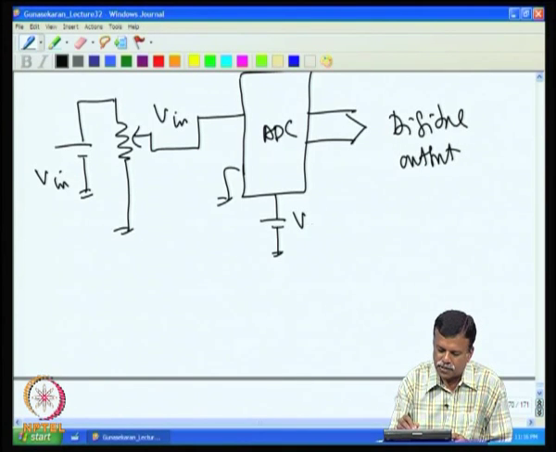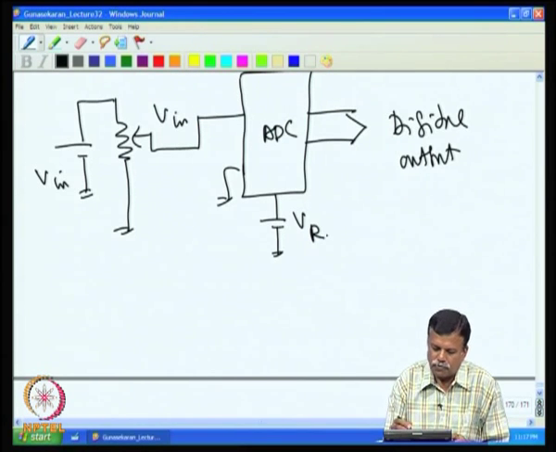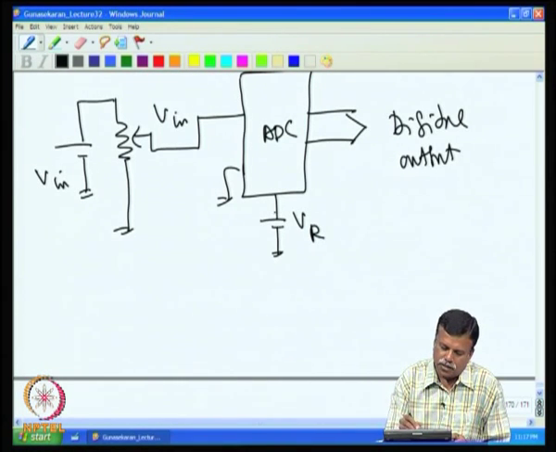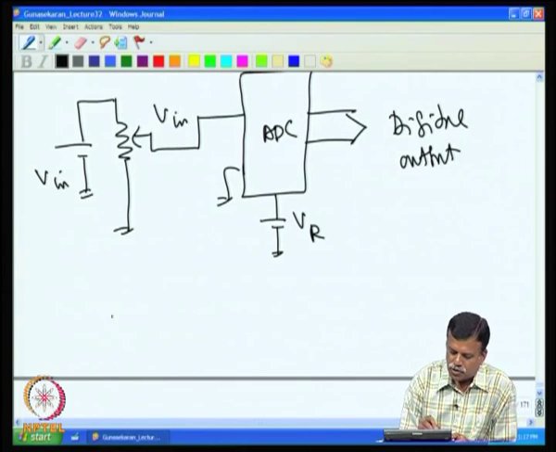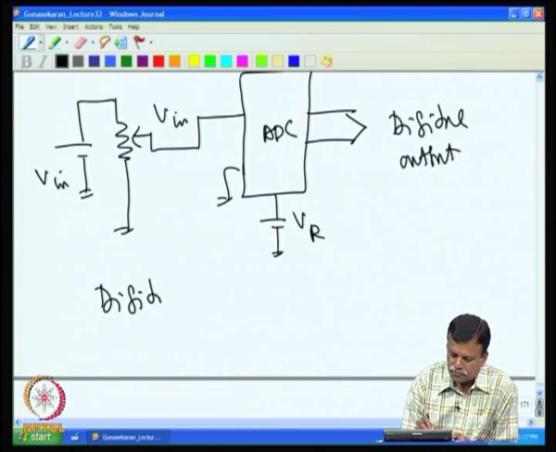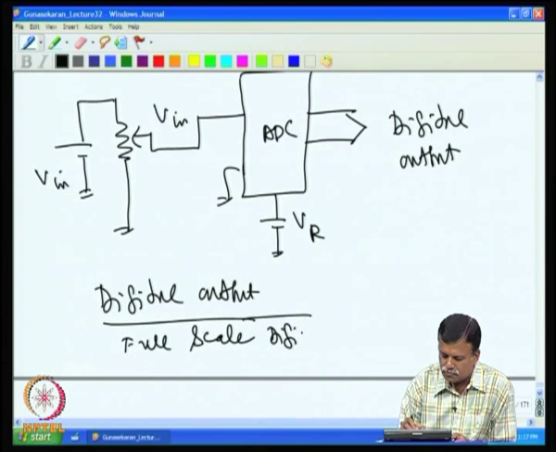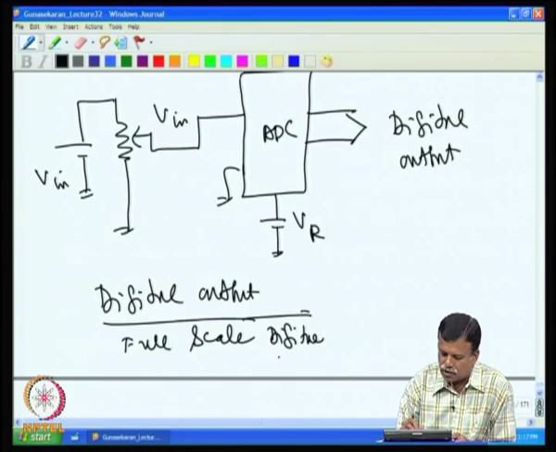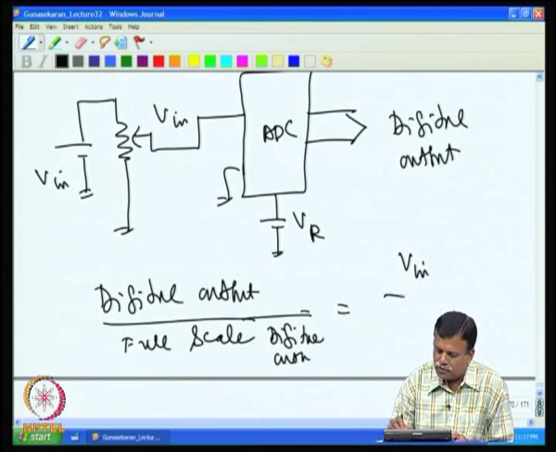This is a V reference. Now, we know that in an A to D converter, the output digital value is nothing but the ratio between the two voltages, the input and the reference. So, digital output divided by full scale digital output is actually equal to V in by V reference.